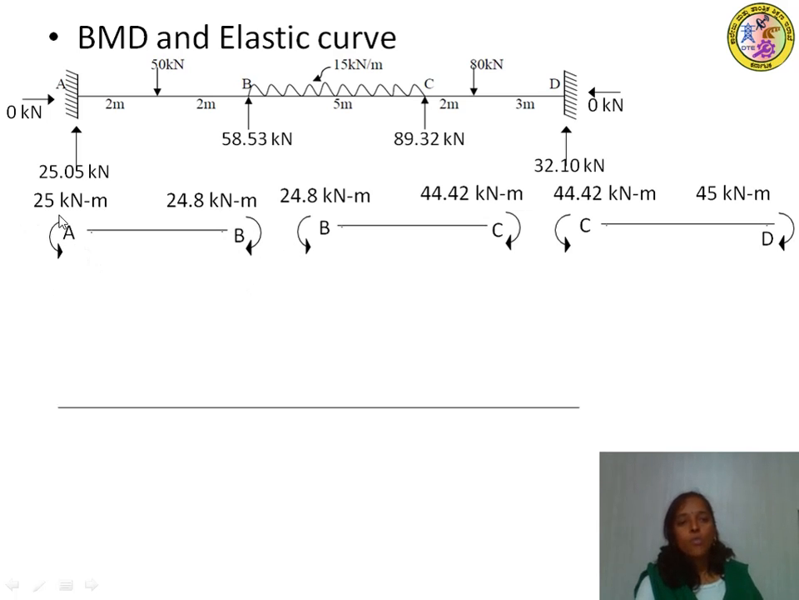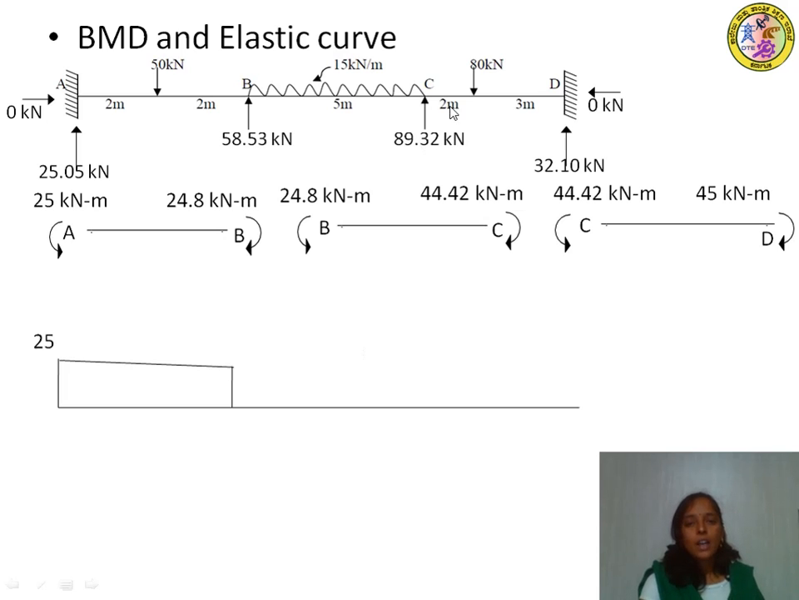For the left end, for MAB, the thumb direction is in the upward direction, so mark a line above the baseline for 25 kilonewton meter. Next, at the right end we have a clockwise moment, which shows that the right thumb is moving again in the upward direction, so mark a line for 24.8 kilonewton meter. Now we have to join these two with a straight line.